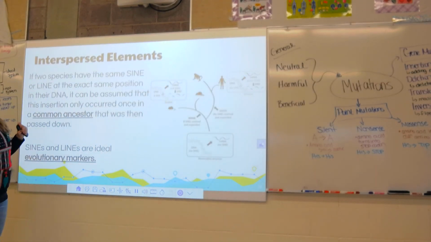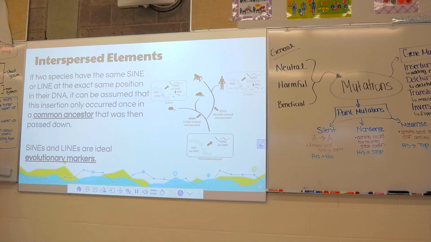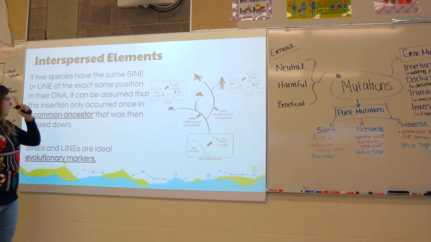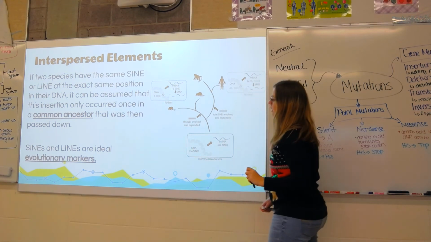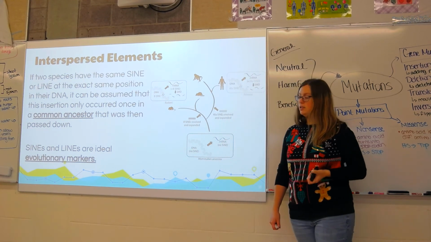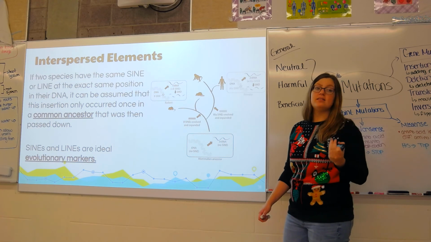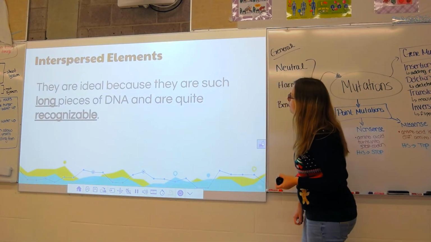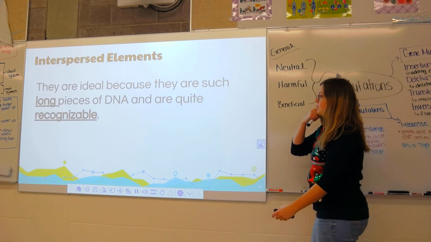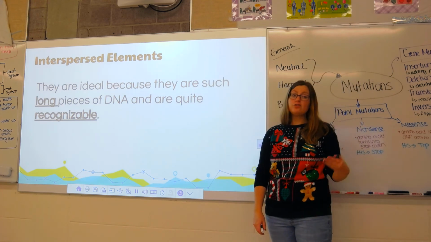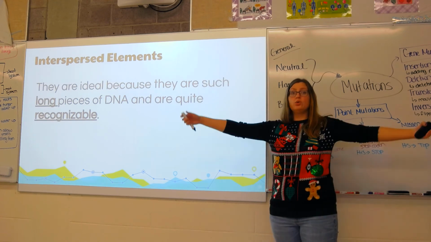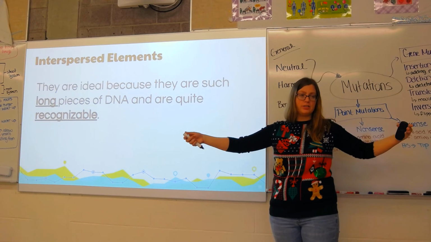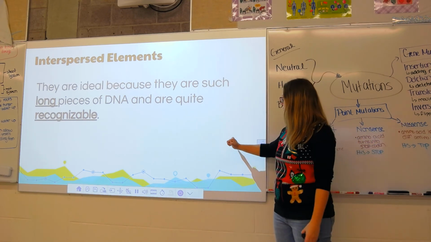So if two species have the same SINE or LINE at the exact same position of their DNA, we assume that this insertion only occurred once in a common ancestor that was then passed down to the future species that were created. So SINEs and LINEs are ideal as evolutionary markers in DNA. And they're also ideal because they're very long pieces of DNA, and they're super recognizable, because when a scientist is looking at the DNA sequence and all of a sudden we get to this huge line of the exact same DNA, you're just like, huh, that's weird.